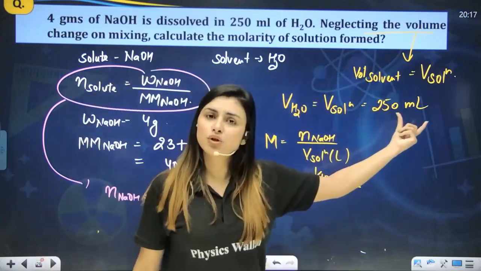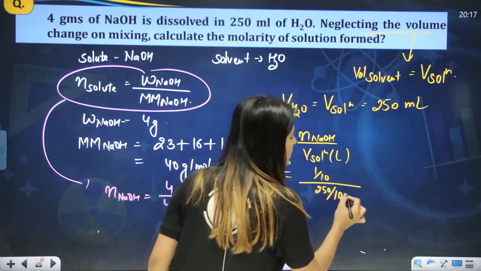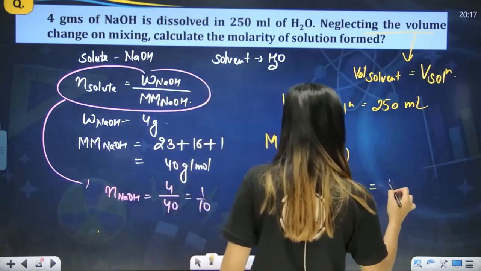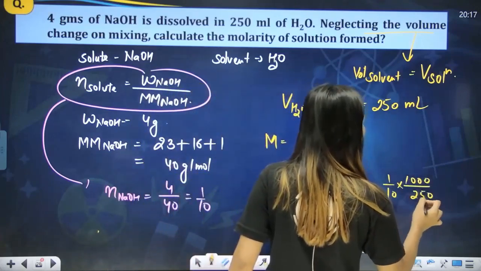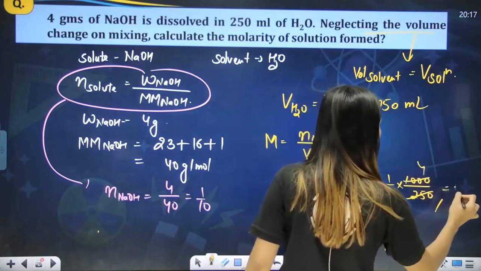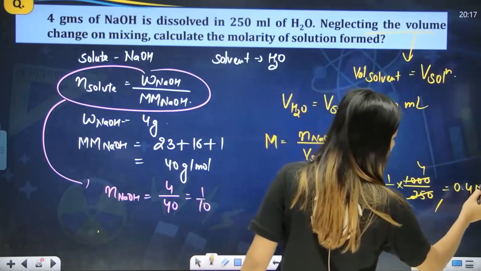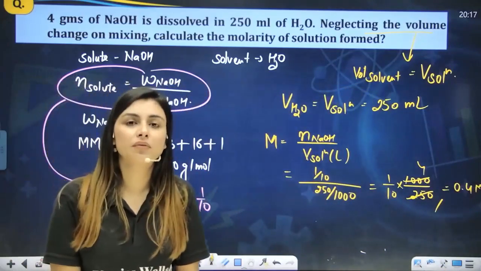I have volume of solution in milliliters. I can convert it into liters by dividing it by 1000. Let's just solve it. This would be 1 upon 10 into 1000 upon 250. This would be 1/4, which would be 0.4 molar. So, the molarity of this solution is 0.4 molar.